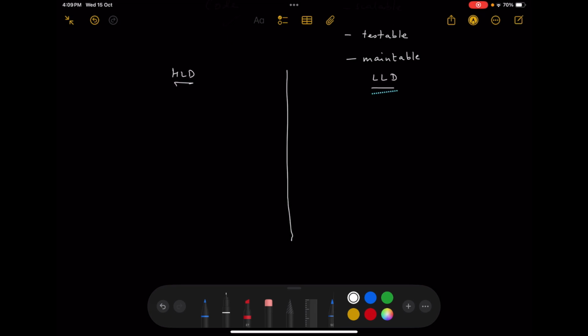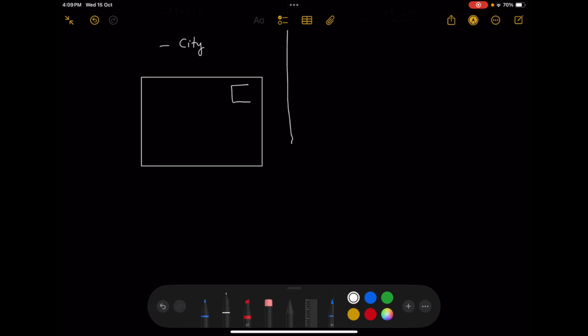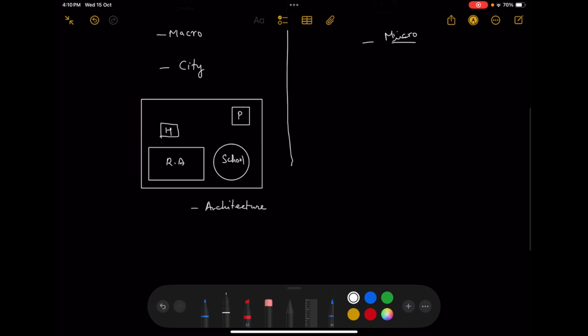So when we talk about HLD or high level system design, the focus is at a macro level, that is the overall architecture. But when we talk about LLD or low level design, the focus is at a micro level, that is focusing on individual components. So think of HLD like building a city. So let's say we are building a city, and inside the city we say that hey, we will have a park here, and we will have a hospital here, and we will have a school here, and we will have a residential area here. This talks about the overall architecture of how the city will look like and how will the structure be, and you can think of this as high level design.